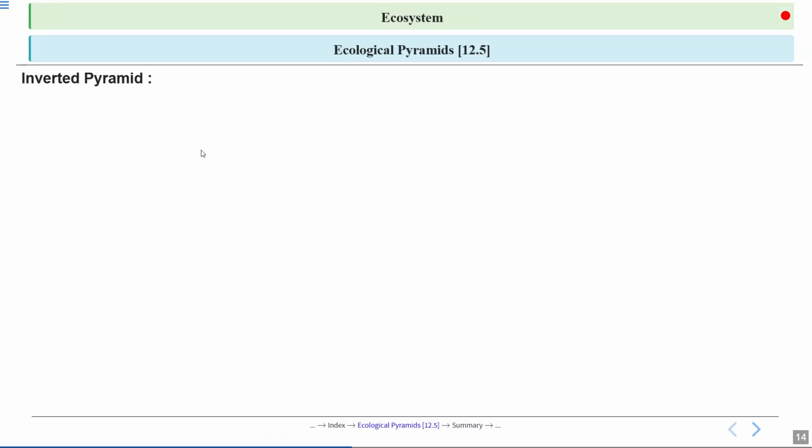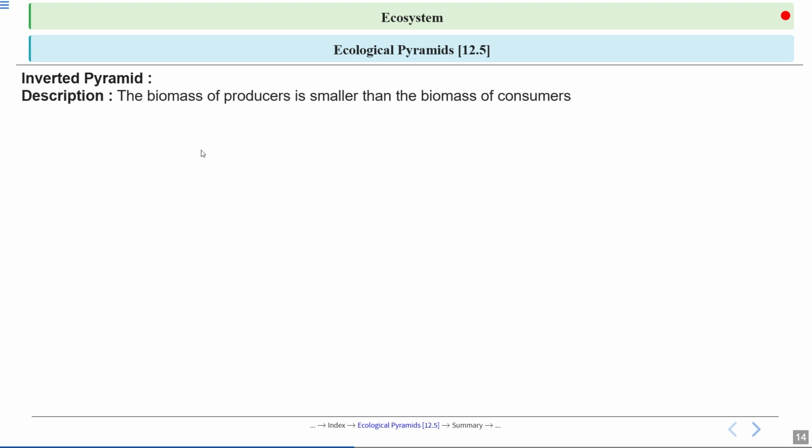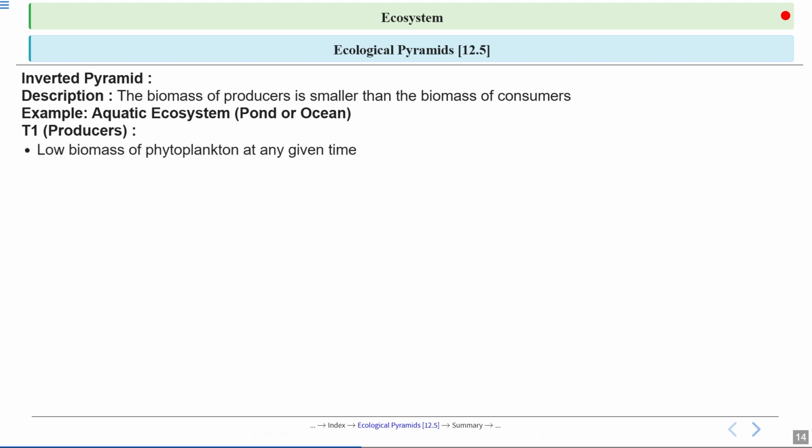Let's talk about a case where the pyramid of biomass is inverted. In this case, the biomass of the producers is smaller than the biomass of the consumers. An example is an aquatic ecosystem, such as a pond ecosystem or ocean ecosystem. Here, the first trophic level is occupied by the producers. In the aquatic ecosystem, these are the phytoplankton, tiny plant-like organisms. They can fix carbon dioxide, do photosynthesis, and produce their own food. So they are the producers, but they have a very low biomass.